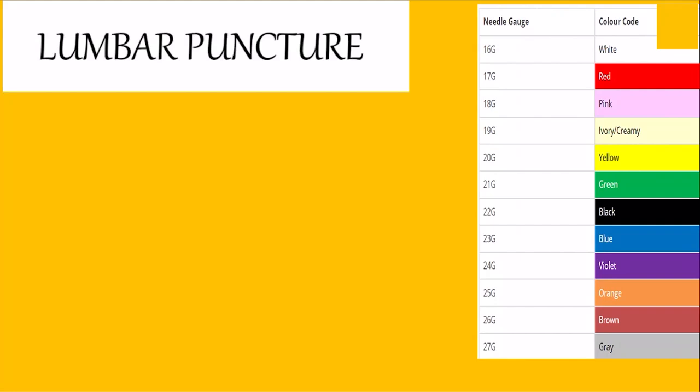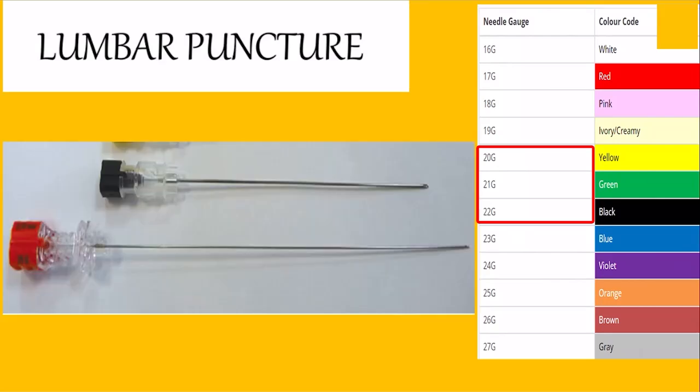Yes, we do have a color coding available for lumbar puncture needles as well, but you don't need to remember all of this. All I want you to remember is that in adults, we will be using 20 to 22G needle. Most of the literature supports the usage of 22G needle, which would be having a black hub. This superior needle would be called Quincke's needle.